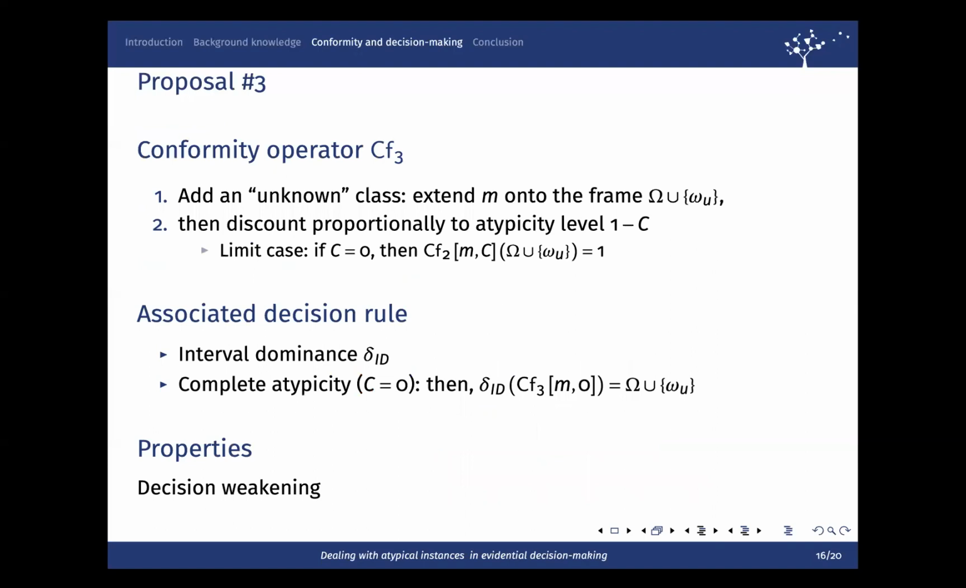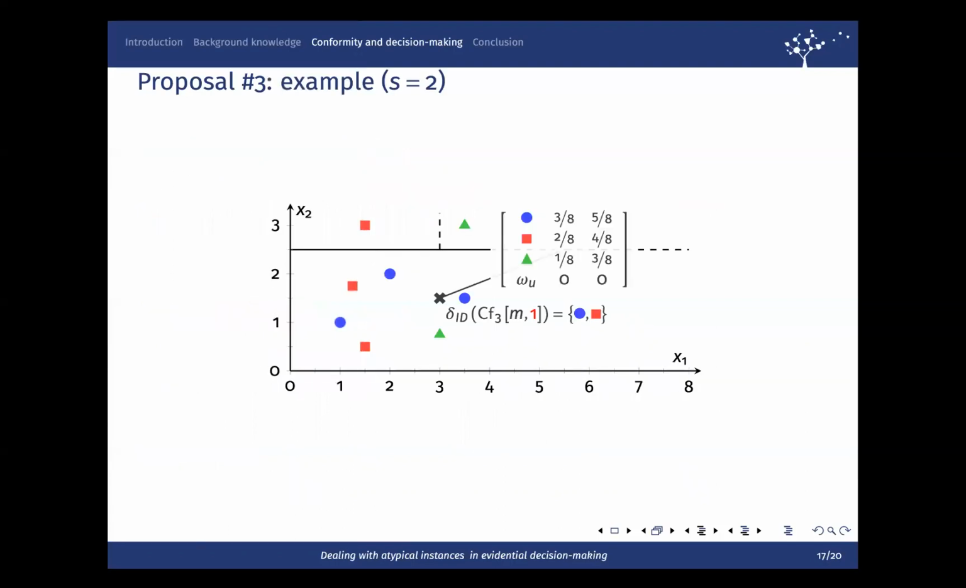Our third proposal consists in adding an unknown class to the set of possible classes, as before. That is, we extend the mass function onto this new augmented frame. But after that, we discount this extended mass proportionally to the level of atypicity. As a limit case, what we get is a mass function which directs all the mass to the set of possible classes plus the unknown class. After that, we can use the interval dominance decision strategy. In case of complete atypicity, we will end up with a prediction which is the set of possible classes or the unknown class.